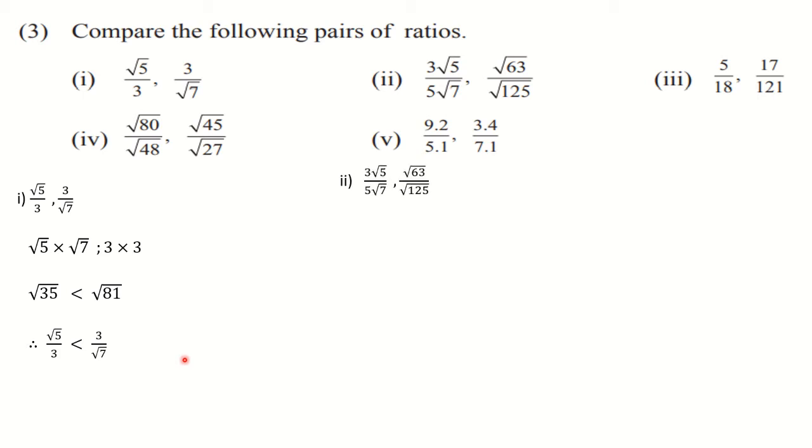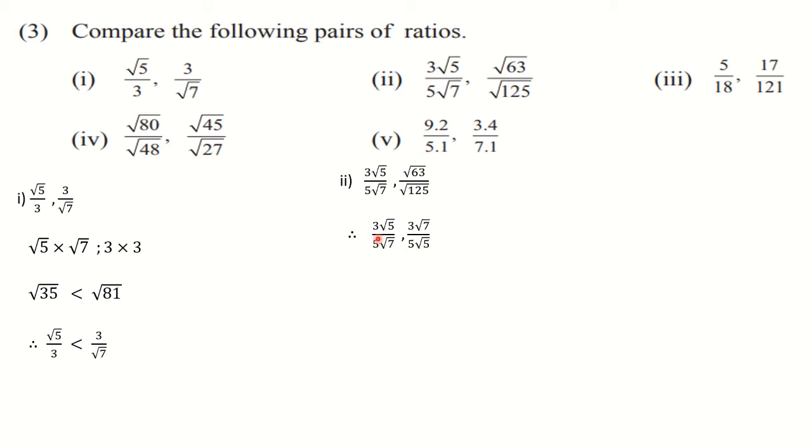Similarly, you can solve the second one also. Here in the second, you have 3 root 5 and 5 root 7, and here root 63 and root 125. See, these are mixed surds in simplest form, but these two are not in simplest form. So here you convert them to simplest form. 63 you can write as 9 into 7 and 9 is a perfect square of 3, so root 63 we can write as 3 root 7. Similarly 125 is 25 into 5, so we can write root 125 as 5 root 5.